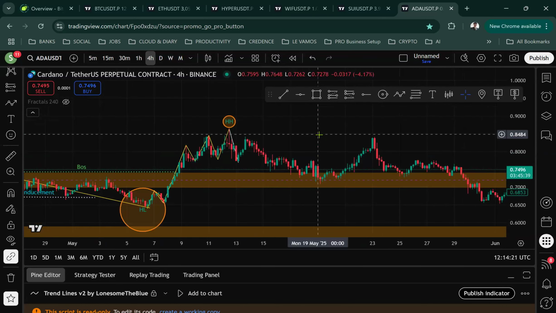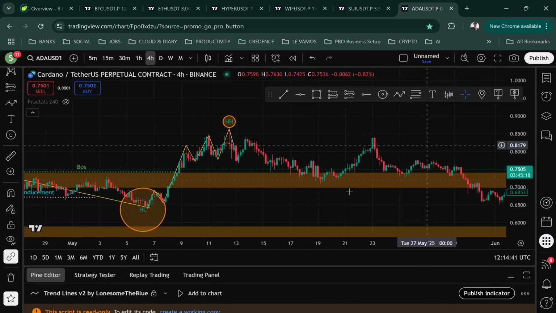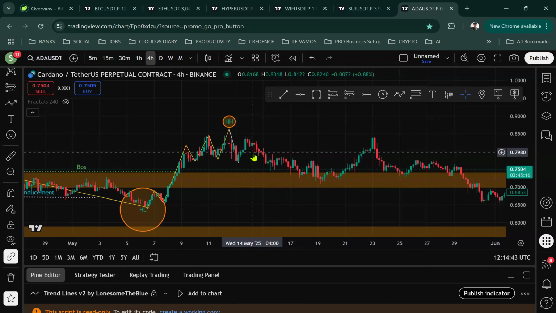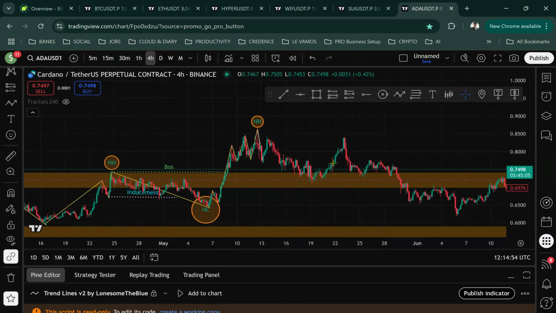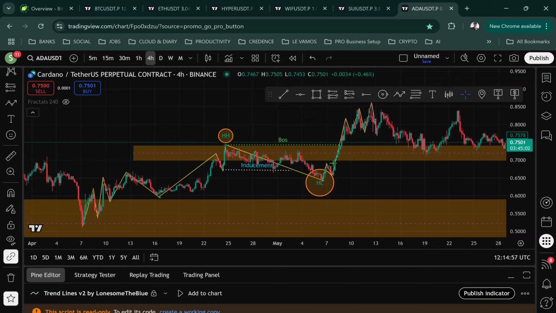Can you hear me? Yeah, it's not very clear, but it's okay. So I'm saying the structure, we are seeing a series of higher high, higher low. Can you repeat again? Can you hear me now? Yeah. Okay. So you've marked some structures right here. Correct. And we are seeing higher high, higher low.